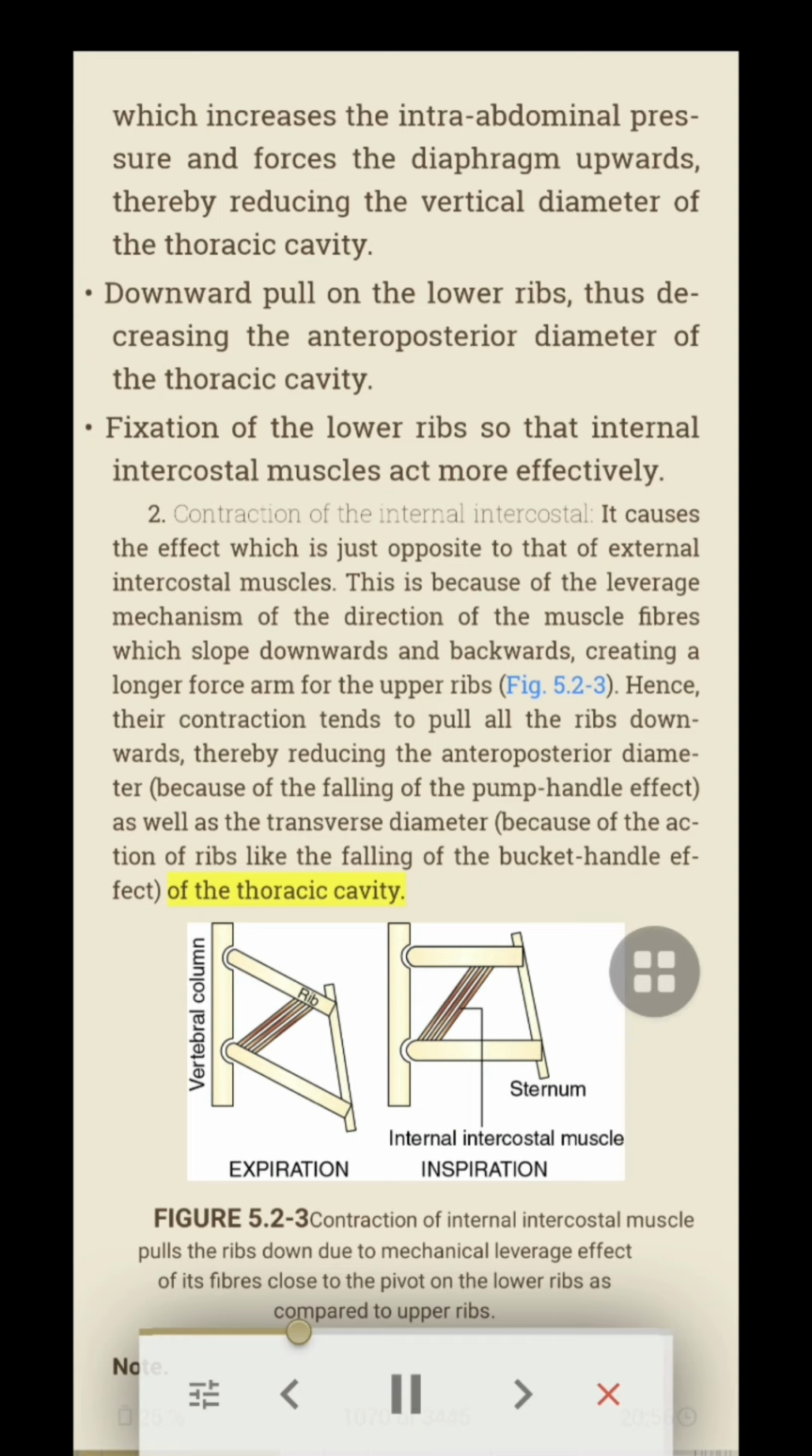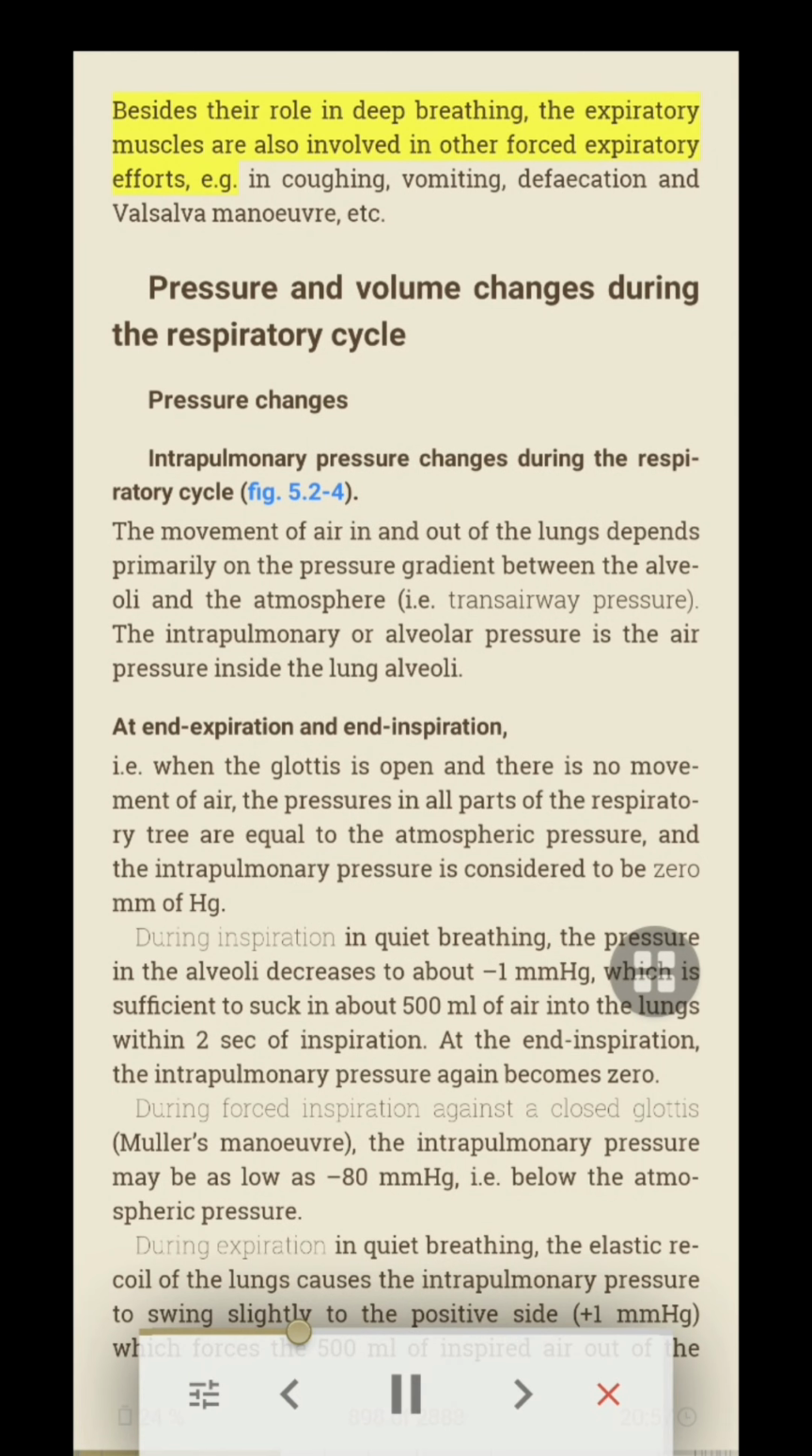Of the thoracic cavity. Figure 5.2-3: Contraction of internal intercostal muscle pulls the ribs down due to mechanical leverage effect of its fibers close to the pivot on the lower ribs as compared to upper ribs. Note. Besides their role in deep breathing, the expiratory muscles are also involved in other forced expiratory efforts, e.g. in coughing, vomiting, defecation and Valsalva maneuver, etc.